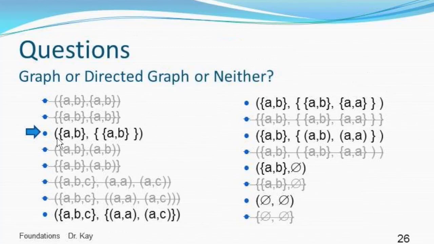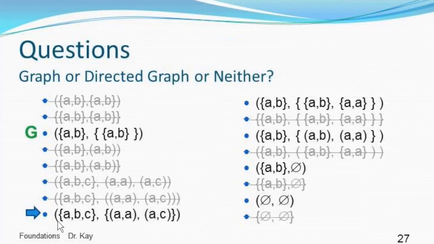Let's look at this one. Here we have a tuple. It has two things in it. Good. The first one looks like it could be vertices. This second one is looking more promising. This has a set of sets, so it might be a graph. And AB, well, that's an edge. That could be an edge from A to B. So this is going to be a graph. That looks good.